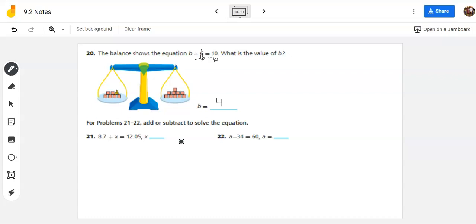And our last two problems. On this one, we're going to subtract 8.7 from each side, and that cancels that out. So we're going to subtract, and we get an answer of 3.35. On this one, we have a minus 34 equals 60. So I'm going to add 34 to both sides so it cancels out by the variable. And then add 34 on the other side. A equals 60 plus 34 is 94. And that's all there is to it with this lesson.